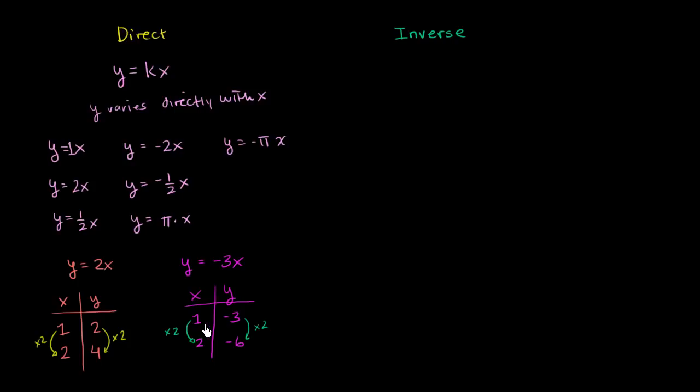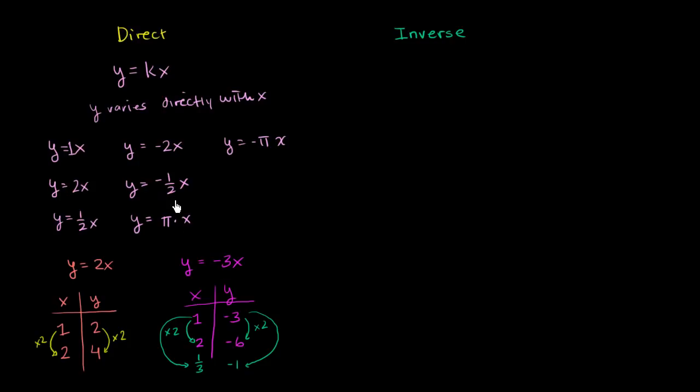And if you wanted to go the other way, let's say x is 1/3. If x is 1/3, then y is going to be negative 3 times 1/3, which is negative 1. So notice, to go from 1 to 1/3, we divide by 3. To go from negative 3 to negative 1, we also divide by 3. We also scale down by a factor of 3. So whatever direction you scale x in, you're going to have the same scaling direction for y. That's what it means to vary directly.